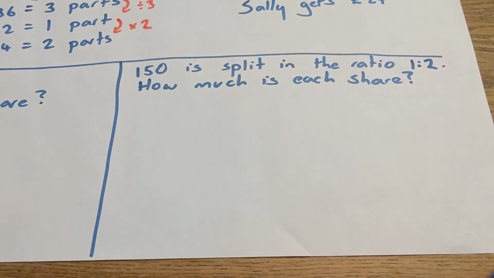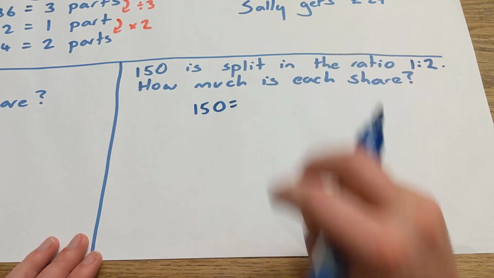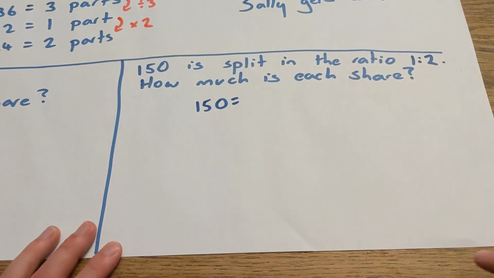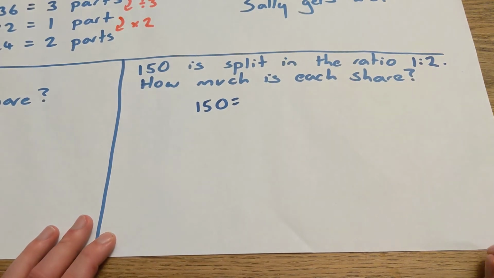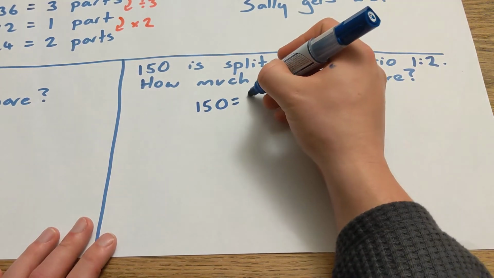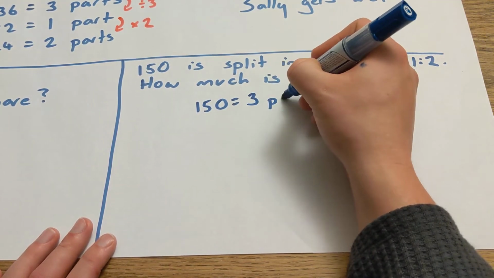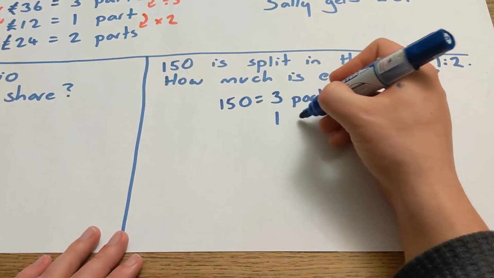So here, 150 is split in a ratio 1 to 2. Does the 150 represent the 1, or does it represent the 2? Or does it represent the total? Well, it represents the total, doesn't it? So 150 equals 3 parts.